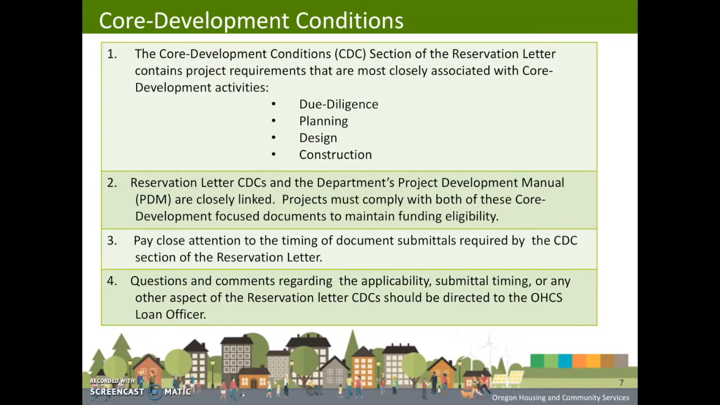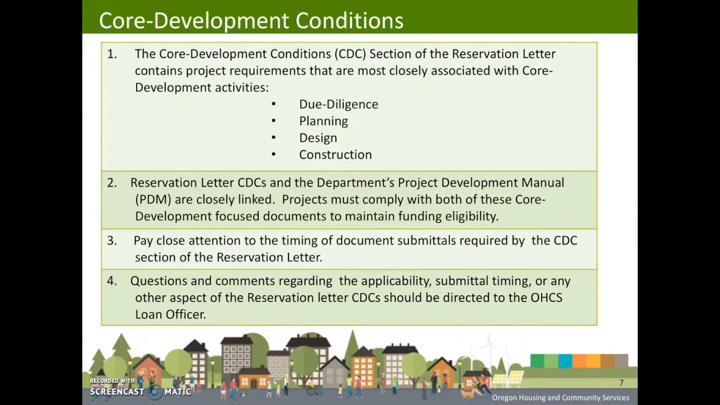Both of these core development-focused documents must be carefully reviewed by key project team members, including the project architect, to ensure that all core development expectations of the department are addressed. Active project team engagement with the department on core development conditions is a fundamental component of maintaining appropriate project accountability to the public and maintaining funding eligibility. Most core development conditions have a deliverable and timeline associated with them. Meeting the established timelines is critical to the department's functions in assisting the project team with maintaining funding eligibility.